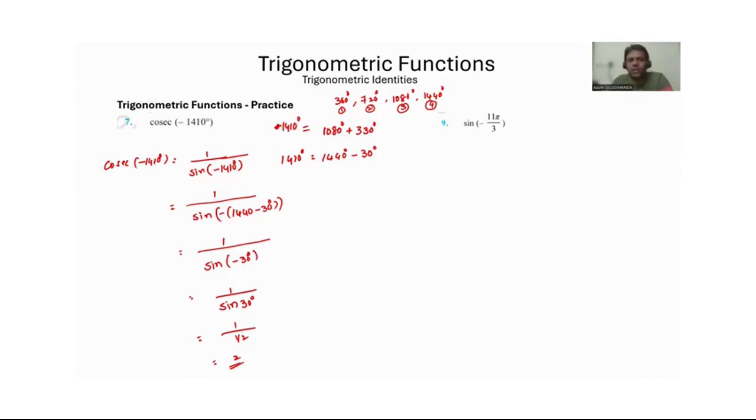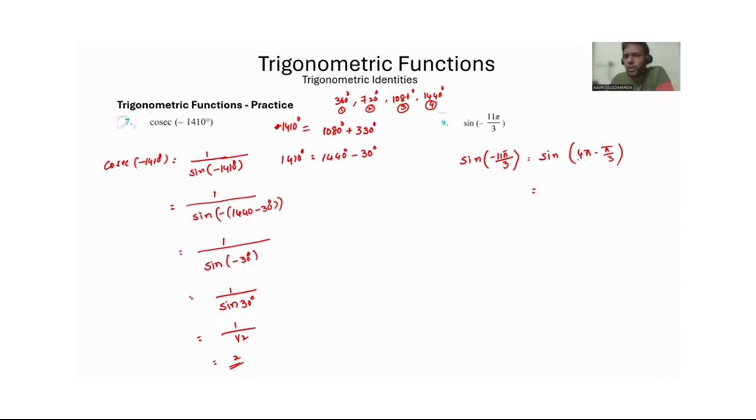This is how we solve if we are given an angle which is beyond the fourth quadrant, in degrees. Similarly, let's look at this: sine of minus 11 pi by 3. Can I write 11 pi by 3 as 4 pi minus pi by 3? Because if I do the LCM, 4 times 3 is 12 pi, minus pi is 11 pi by 3. So I am writing the improper fraction as a mixed fraction, right? So I can write this as 4 pi minus pi by 3.